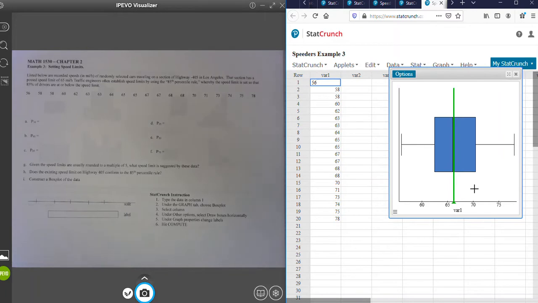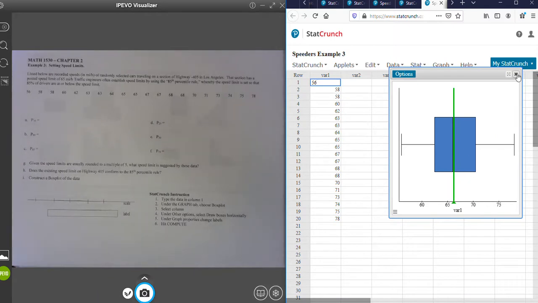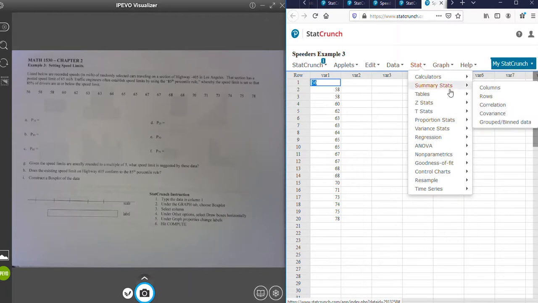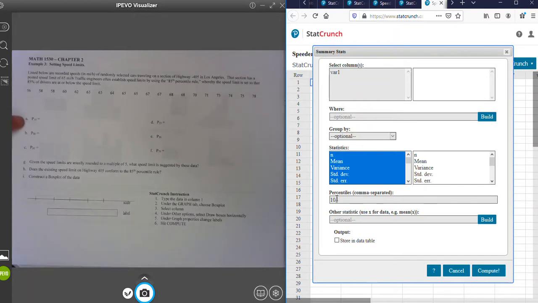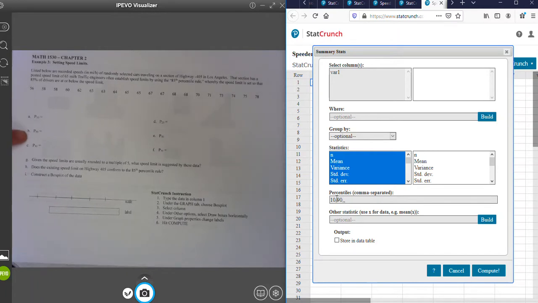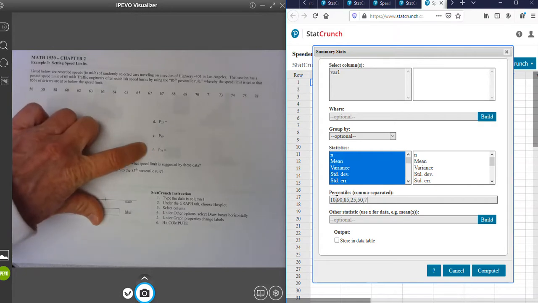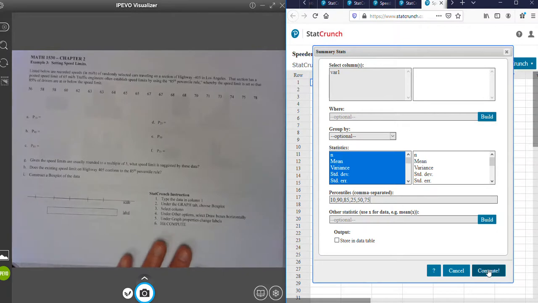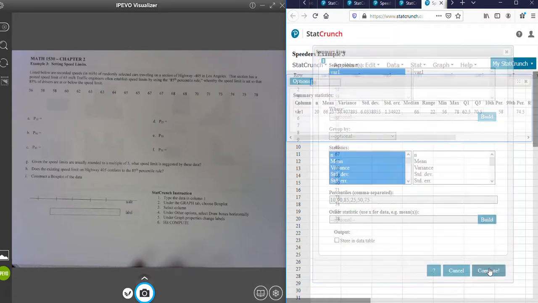Now what we want to do is go back and look at the different percentiles that we're looking at. Let's go back. I'm going to X out of this, and we're simply going to Stats, Summary Stats, Columns, like we've done before, but down here is a place where we can list out all the percentiles that we're interested in. So we are asked to find the 10th percentile here. So I'm typing 10, and then we want the 90th percentile, then we want the 85th percentile, and the 25th, and the 50, and the 75th percentile. Separating all these by commas and hitting compute. I forgot to go back up here and select var1, so let's hit compute.